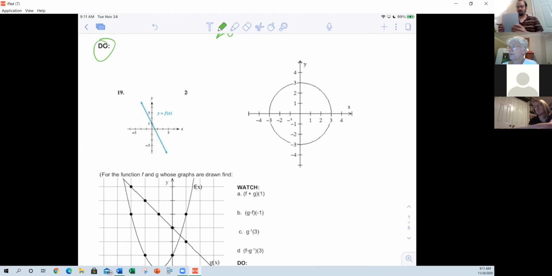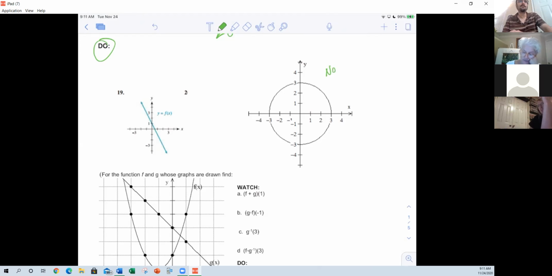Okay, so we may not have finished this. I'll give you a couple more minutes. But what about the circle? What would we say about that one? Does it have an inverse function? No. It doesn't have one because there's a couple things you could say that would be correct.